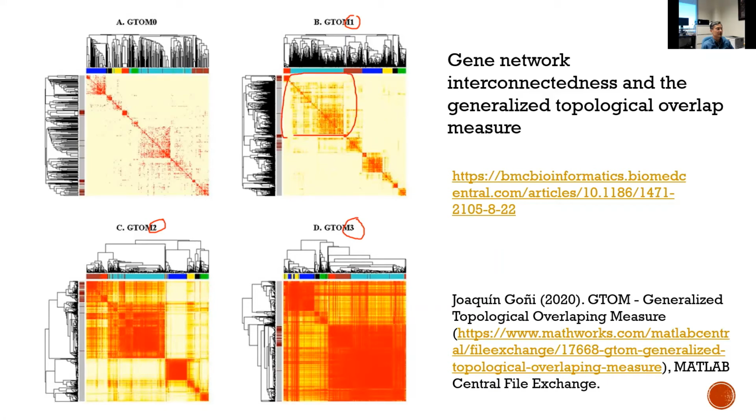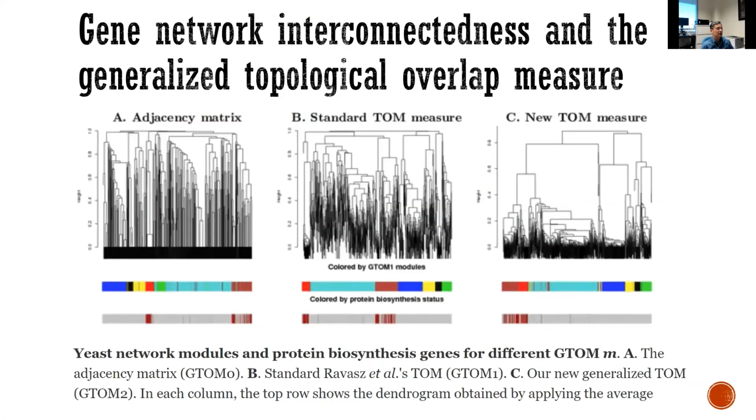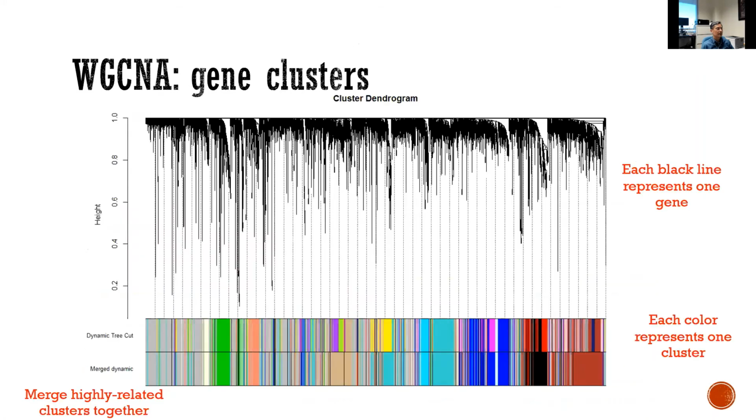So in this case, you have this module, and then you smooth this out, then you have a larger module. At the end, you will choose the best topological overlap measure that you want to use, and then you get the clusters of the genes. And that's the output for WGCNA.